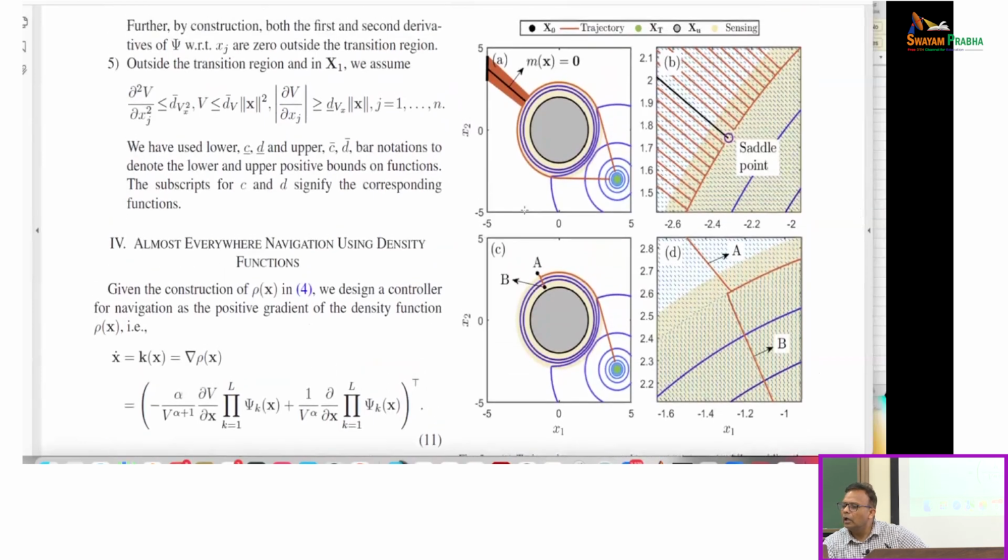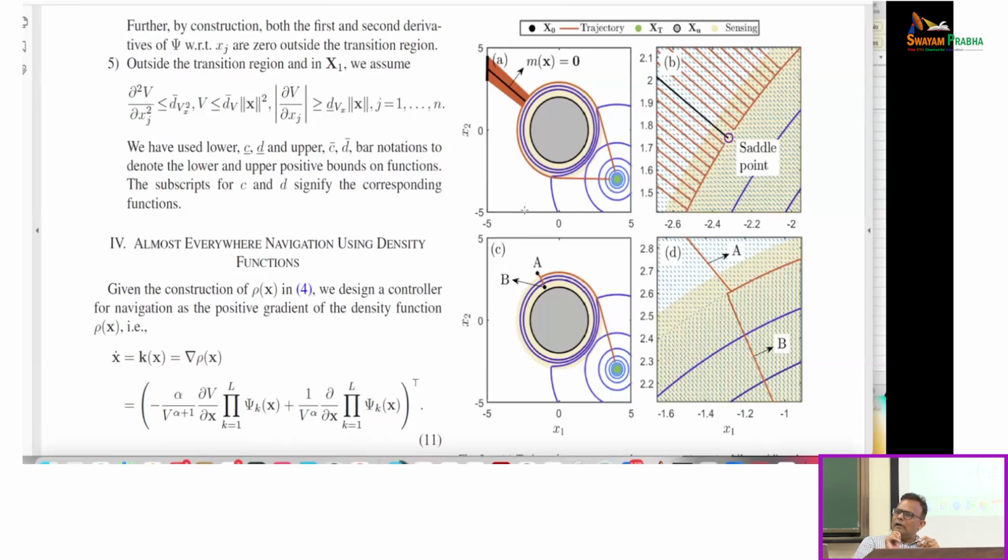Maybe it's not clear. Think about it: you have a circle, which is the unsafe set, and your initial condition and target are at diagonally opposite places, right? That's the case which you cannot actually solve, because that creates a saddle point. How should I say? What I told you is that when you do this navigation function construction, what you end up creating is local minima.